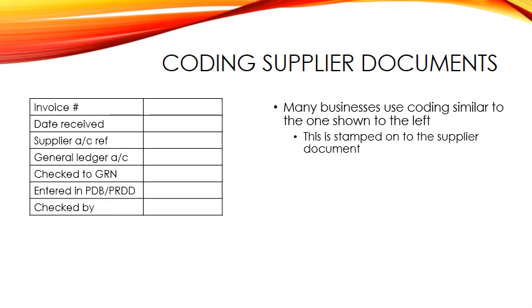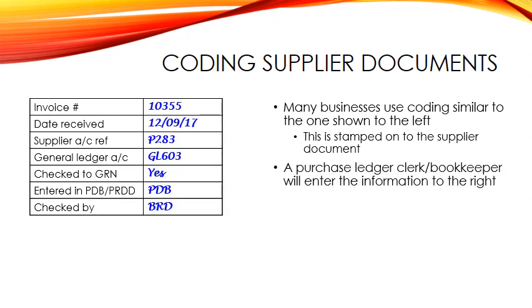So many businesses will use a coding somewhat similar to what's shown on the left hand side of the screen at the moment. So this is a table which will be completed and it's going to be stamped on the supplier document, or perhaps it might be attached to the supplier document in some other way. Once that's done, it's then going to be completed by the purchase ledger clerk or bookkeeper, who's going to enter all of the information requested onto that stamped document.